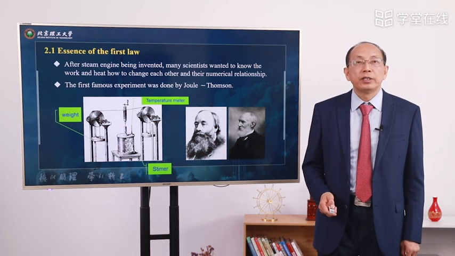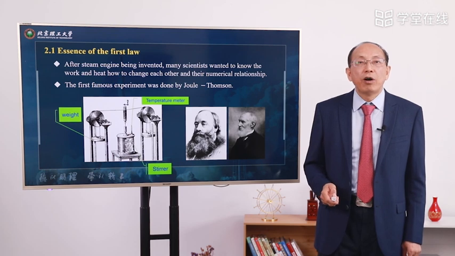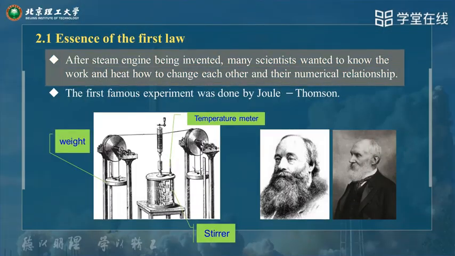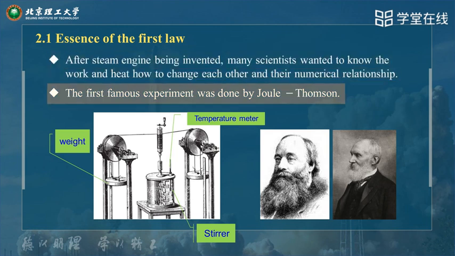The essence of the first law. One hundred years ago, after the steam engine was invented, many scientists wanted to know how work and heat change into each other, and their numerical relationship. What is the numerical relationship? The first famous experiment was done by George Thomson.